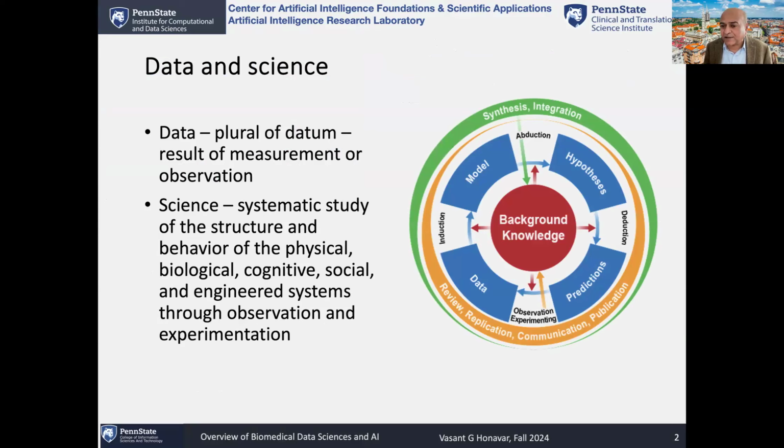So there is a whole scientific process that we utilize all the way from starting with a hypothesis to collecting data, making predictions, building models from data, using those models to make additional predictions. And all of this is done in the context of some background knowledge.